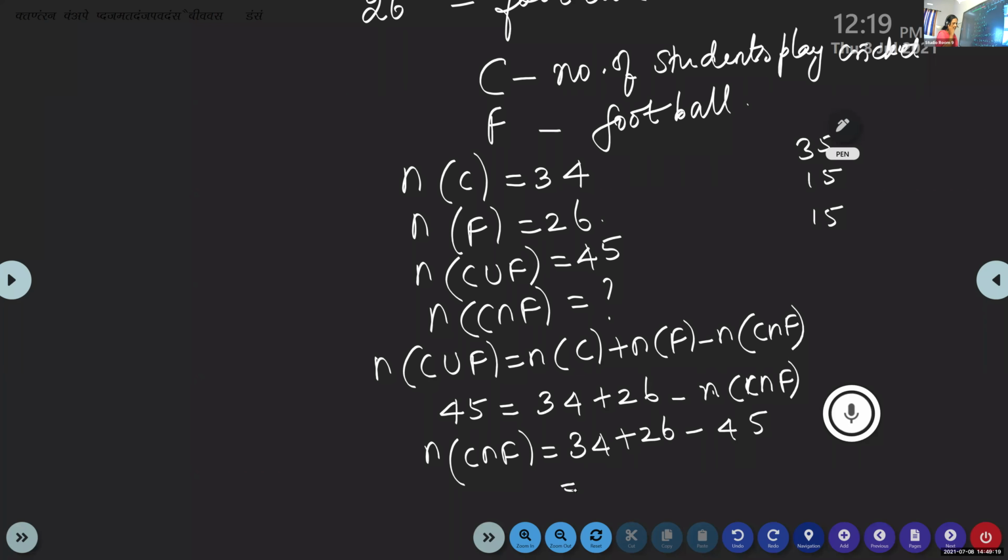So what is the answer? When you add this, is it 60 minus 45? So the answer will be 15.